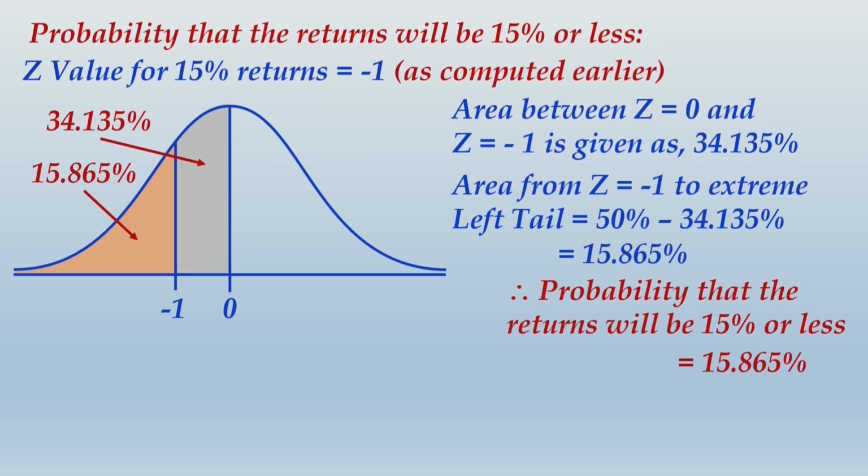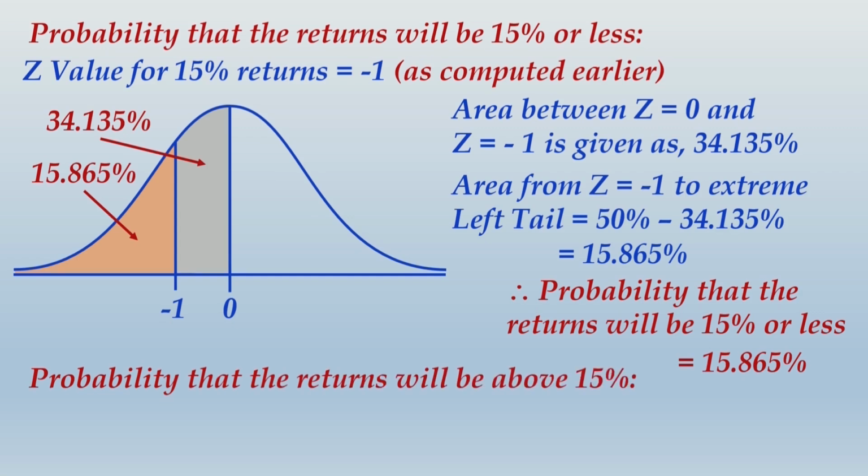And one simple thing is, if the probability of returns up to 15% is 15.865%, so the probability that the returns will be greater than 15% will be 1 minus this probability. So the probability that the returns will be above 15% will be 1 minus 15.865%, that will give you 84.135%.